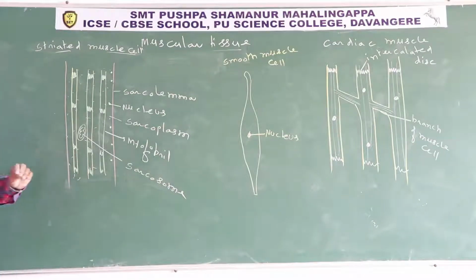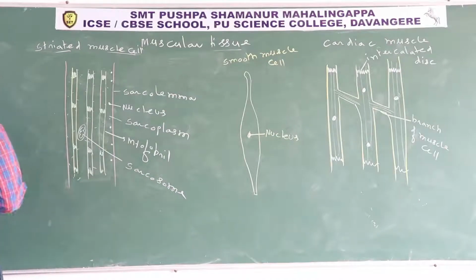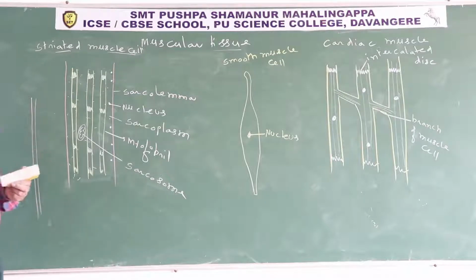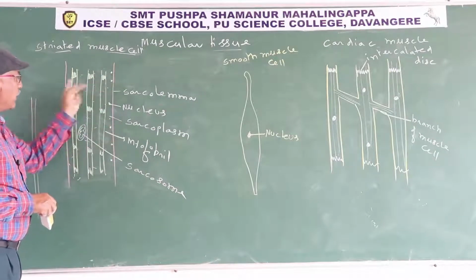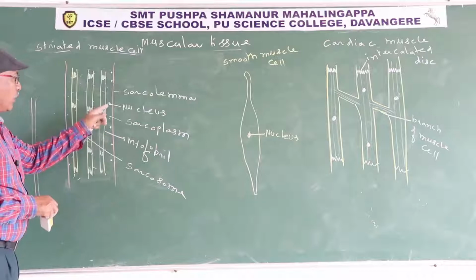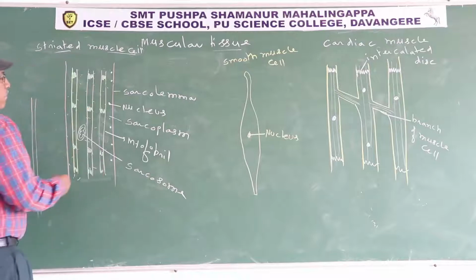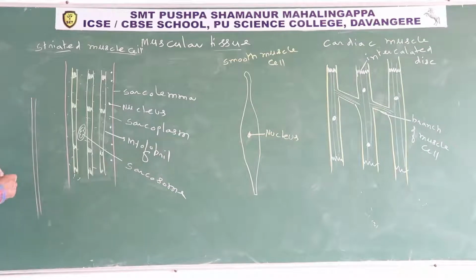Striated muscle. Striated muscle contains numerous striated muscle cells. It is one muscle cell. Striated muscle cells are cylindrical and elongated, like chalk. The connective tissue membrane present around the striated muscle cell is known as sarcolemma. The cytoplasm of the muscle cell is known as sarcoplasm. The mitochondria of the muscle cell are known as sarcosomes.